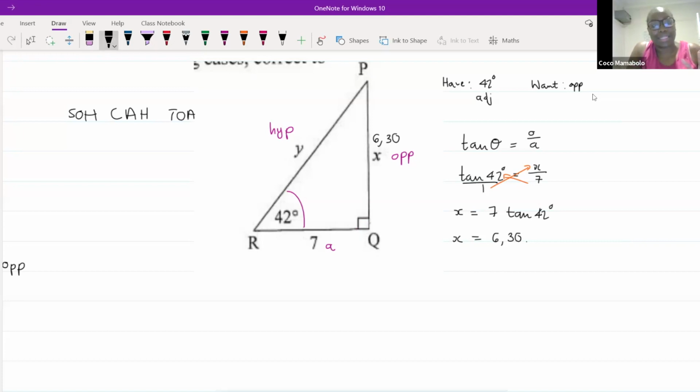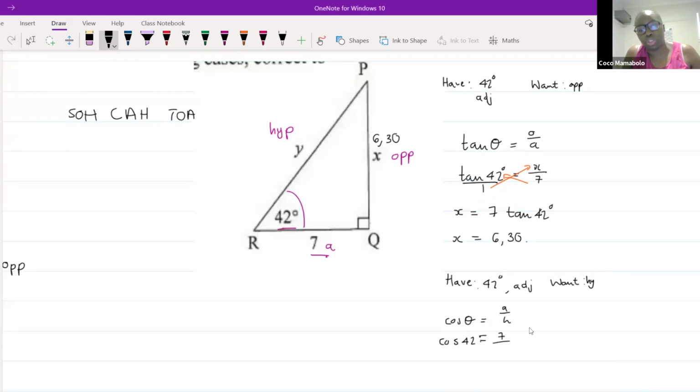In this case, because I've been given 42 and I've been given the adjacent side, I'm going to use the information that I've been given. So I'm going to use cos. I have the 42 degree angle and I have the adjacent side, and in order to calculate for Y, I want the hypotenuse. So I'm going to use cos of theta is equal to adjacent over hypotenuse. That tells me that cos of 42 is equal to adjacent, which is 7, over hypotenuse, which is Y.